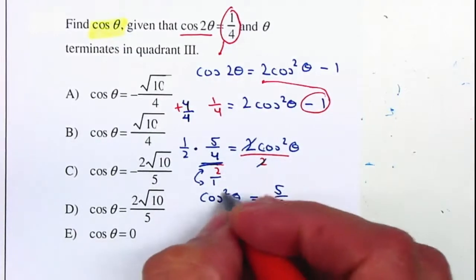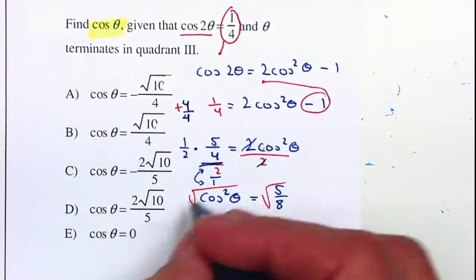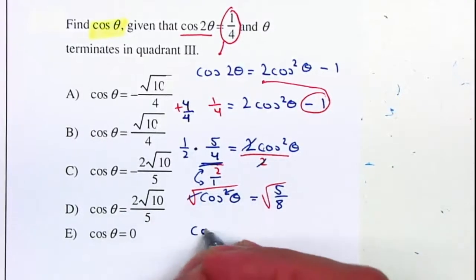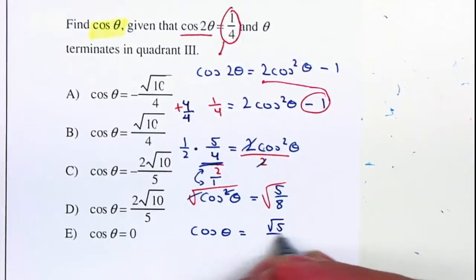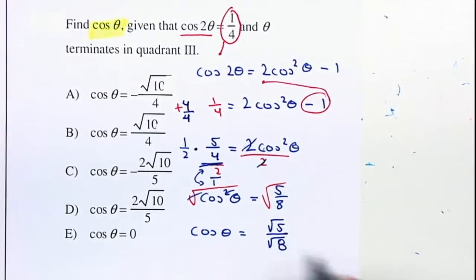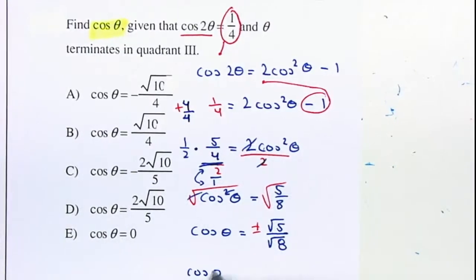Now I'm going to get rid of the square by taking the square root, the inverse. That will give me my cosine of my angle is equal to, I'm going to separate this as the square root of 5 over the square root of 8. And I'm going to simplify my square root of 8. Let's not forget your plus or minus every time you take the square root. Square root of 5 stays there.